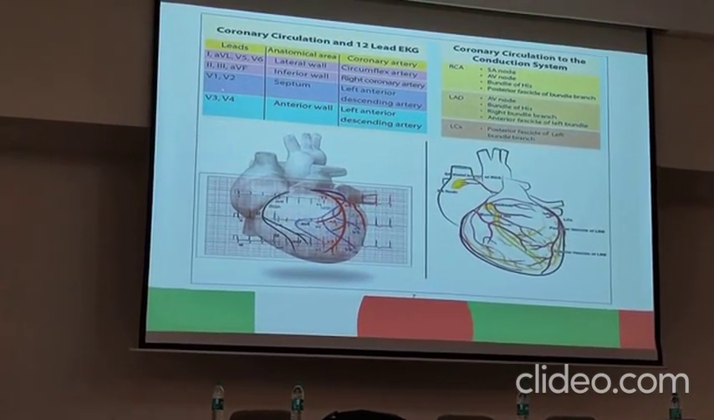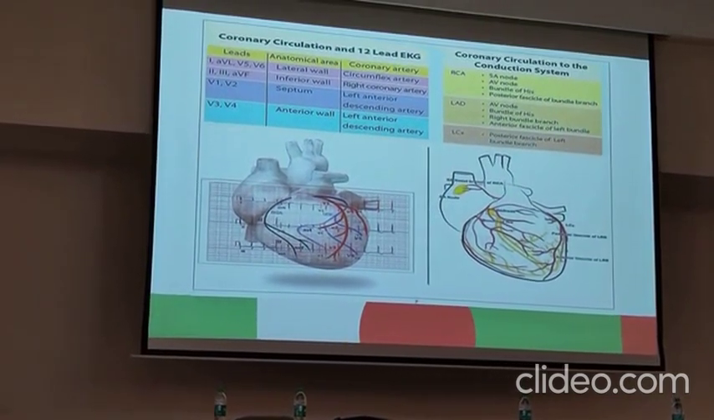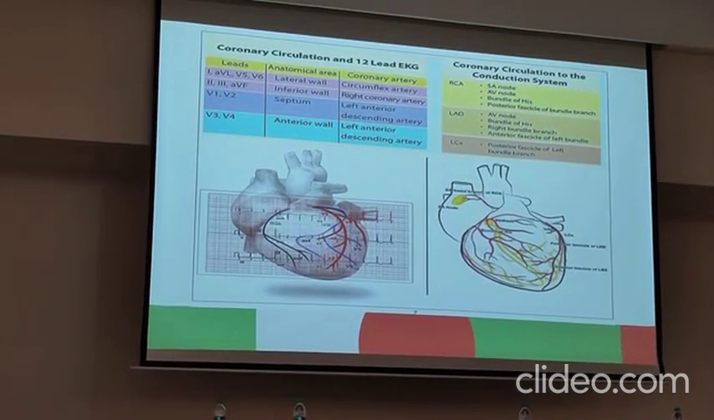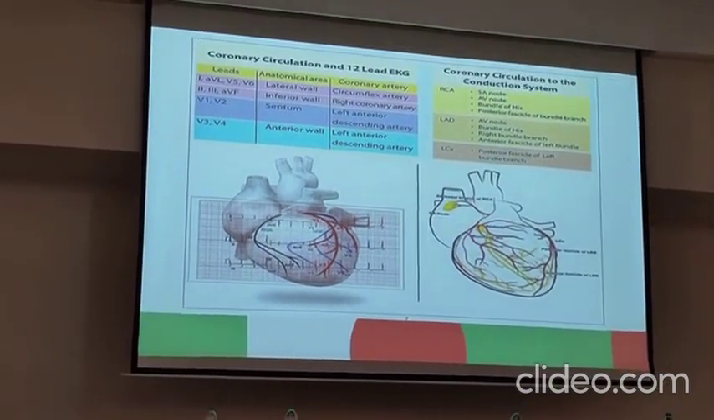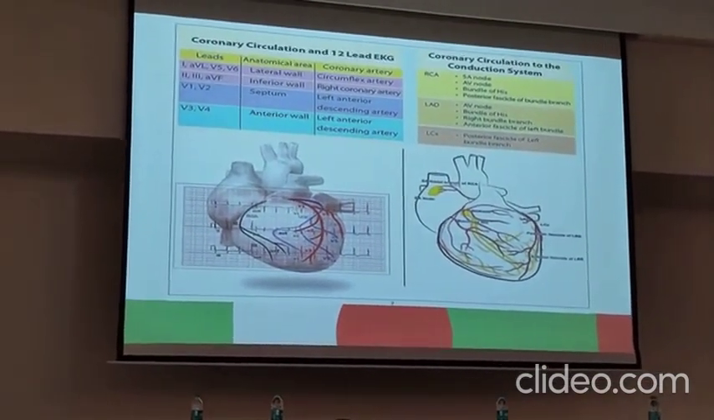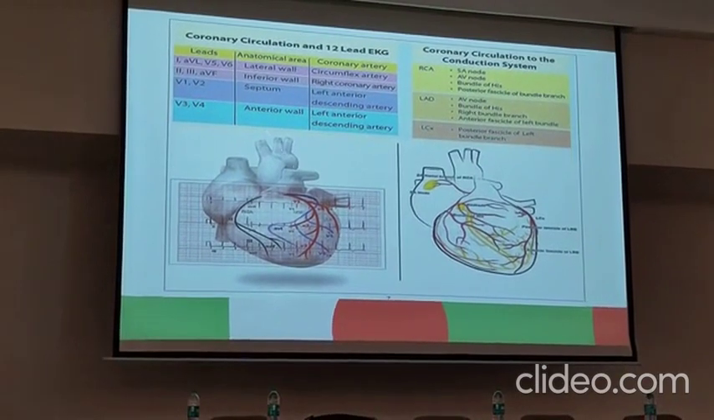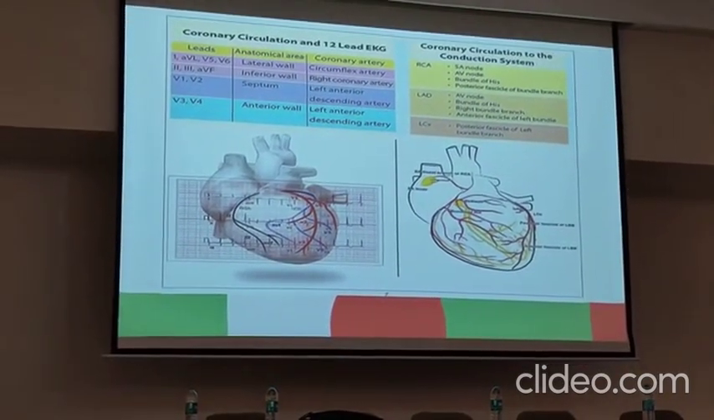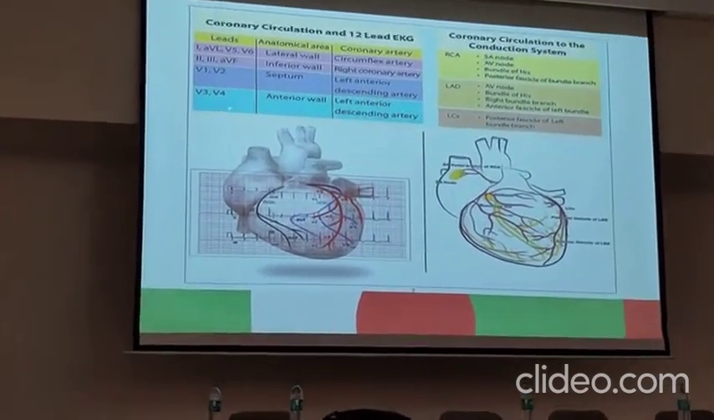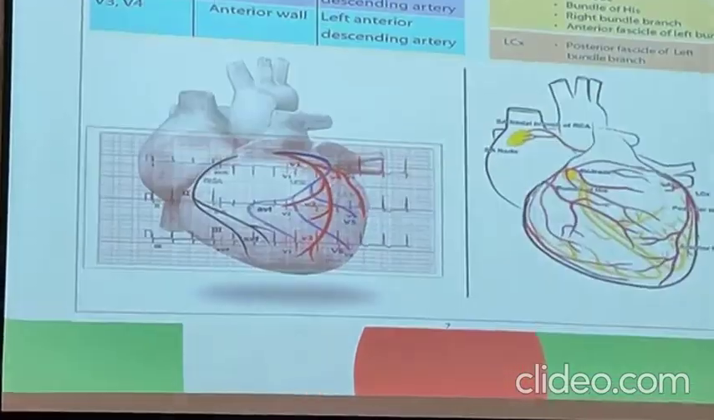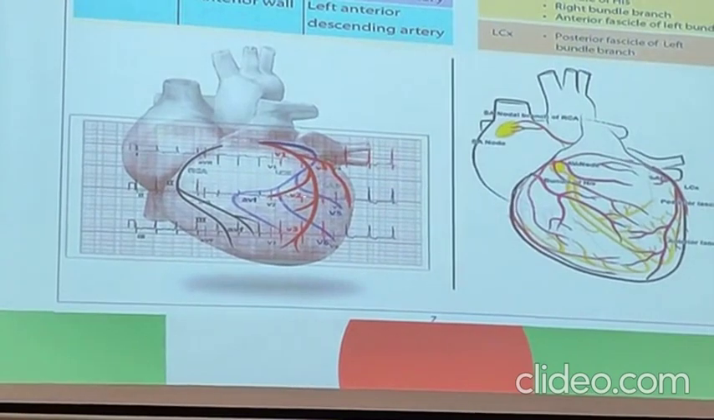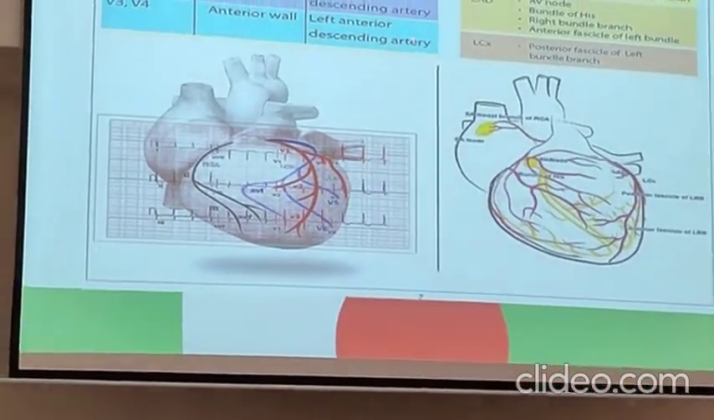And that would represent the right coronary artery. V1 and V2 represent the septum, the ventricular septum comes here, and that is supplied by the left anterior descending artery. And V3, V4, again when it comes down, this is the anterior wall of the left ventricle, and that is also supplied by the left anterior descending.